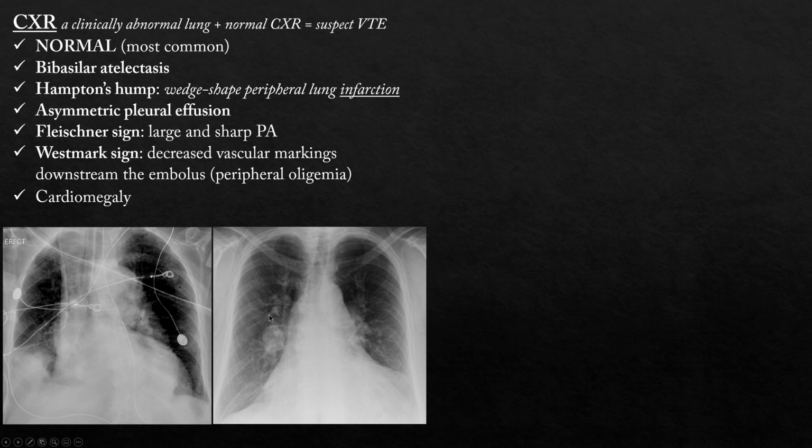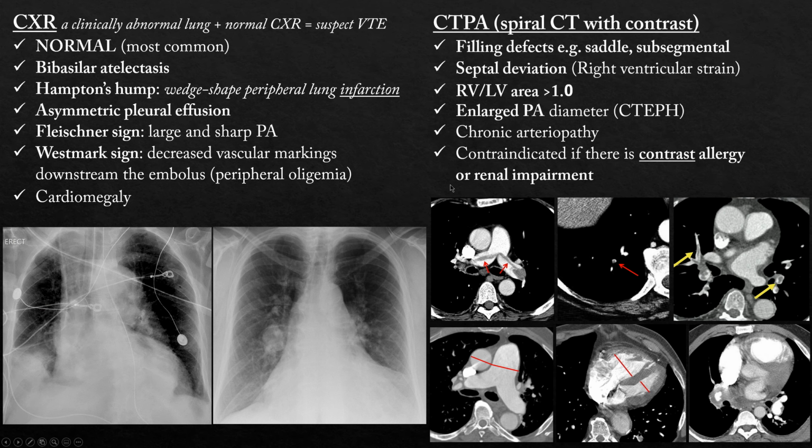Westmark sign is decreased vascular markings downstream of the embolus, like you see oligemia in the peripheries, for example, peripheral to the clot, you're going to see this oligemia. And cardiomegaly, as you can see in both of these. This is a Hampton's hump, wedge-shaped, usually on the peripheral side or the costophrenic angle also.